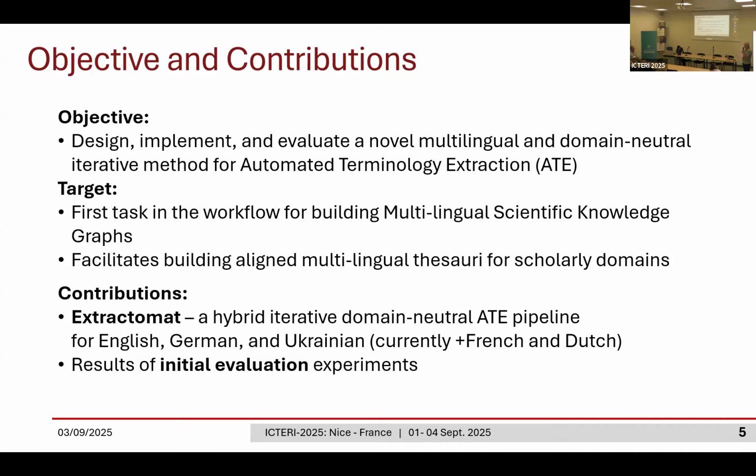The contributions we are highlighting in this presentation are, first, Extractomat, a hybrid iterative domain-neutral ATE, automated term extraction, pipeline for English, German, and Ukrainian by the time of submitting this paper for the conference. But now we have already added French and Dutch to make it even more multilingual and to have more possibilities to cross-evaluate it using different datasets. We'll also share the results of initial evaluation experiments, and hopefully you will judge the results similarly to us as promising.